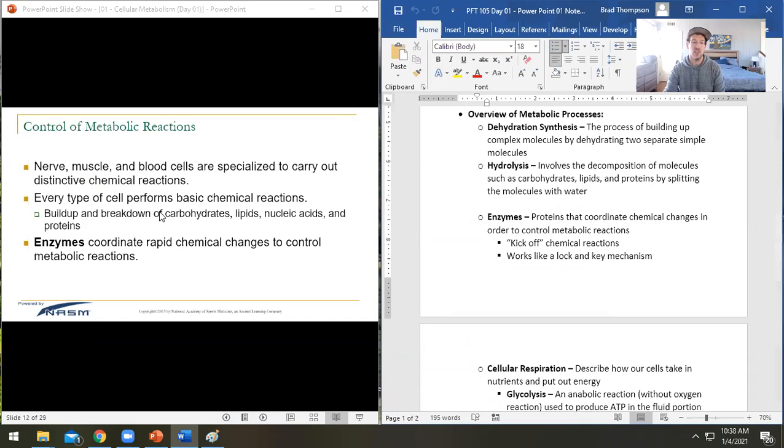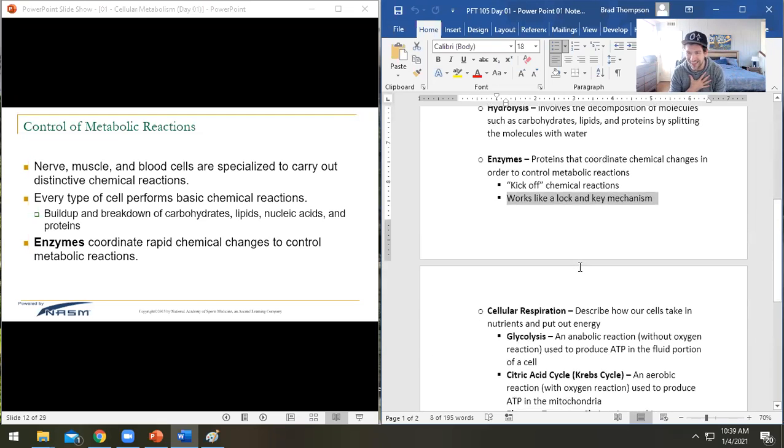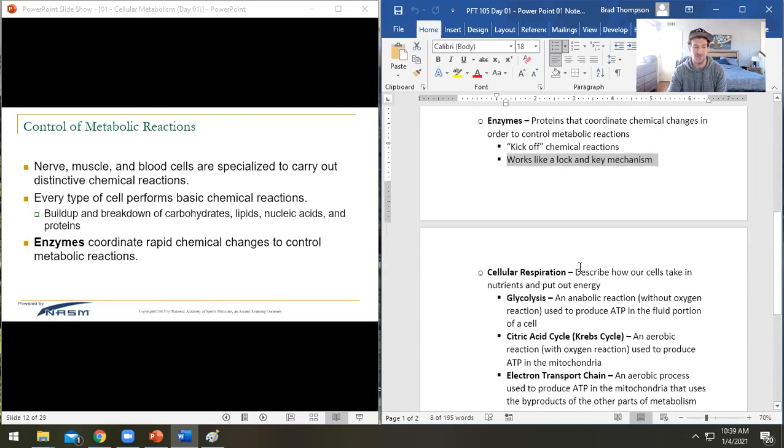It'll kick it off. So again, think of enzymes as like the key to your car. Your key has no energy of its own, but it allows you to use the gasoline in your car. It's what starts your ignition. That's kind of how enzymes act inside your body. They actually call it a lock and key mechanism. This isn't my analogy, I'm stealing this from people who are smarter than me.